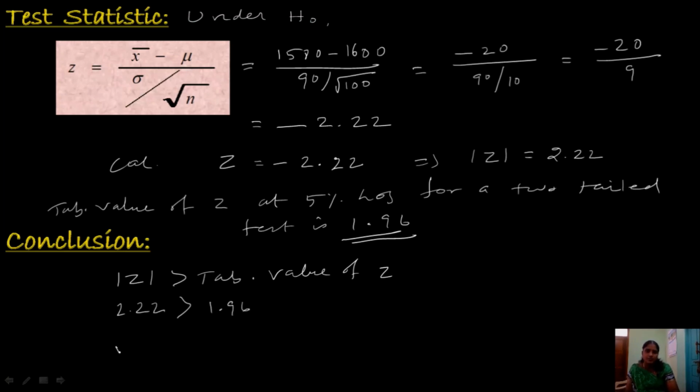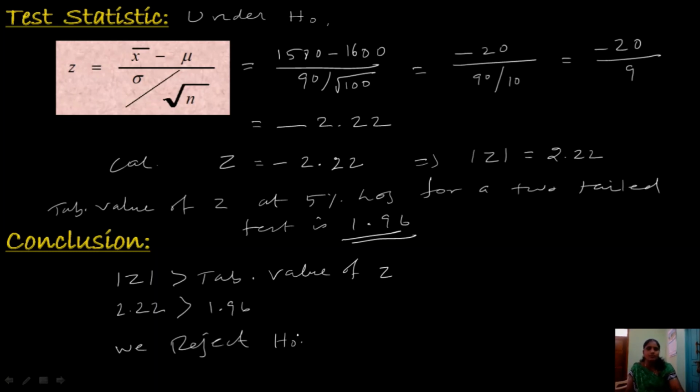So we reject H naught. That means alternatively we have to accept the alternative hypothesis H1. That means there is a significant difference between the sample mean and population mean. Or otherwise, the mean lifetime of the bulbs is not 1600 hours.